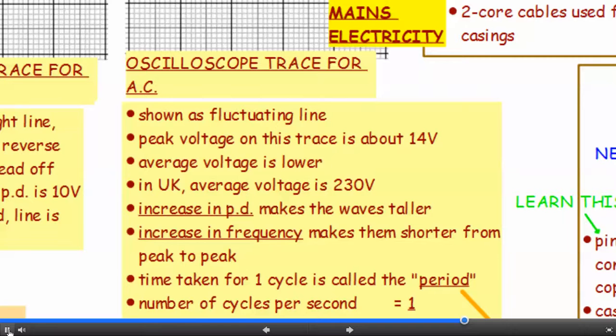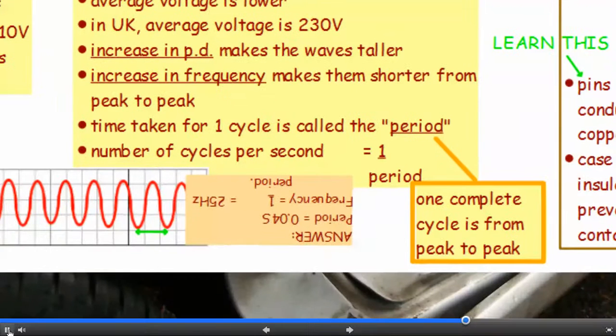Now if there's an increase in PD, it makes the waves taller. And if there's an increase in frequency, it makes them shorter from peak to peak. Now the time taken for one cycle is called the period. And if you need to work out the number of cycles per second, then it's 1 divided by the period. Now remember, one complete cycle is from peak to peak.